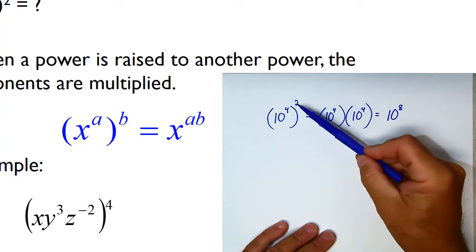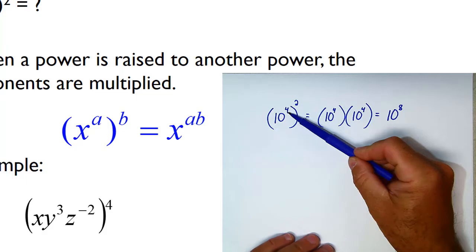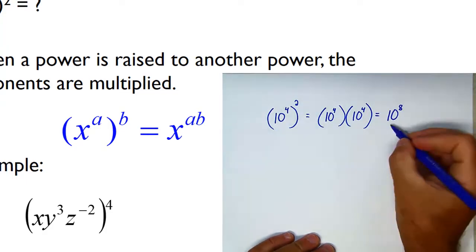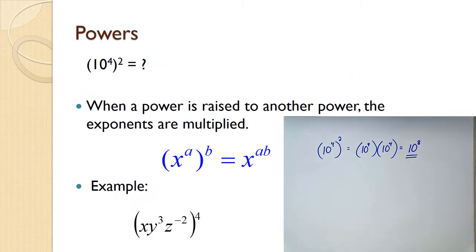So a power to a power, it tells us how many groups of each power we have. We have 2 groups of 4, that leaves us with 10 to the 8th. And so we can generalize that and say when a power is raised to another power, the exponents get multiplied.